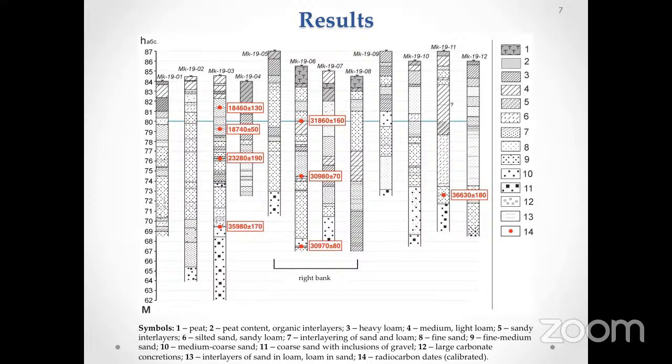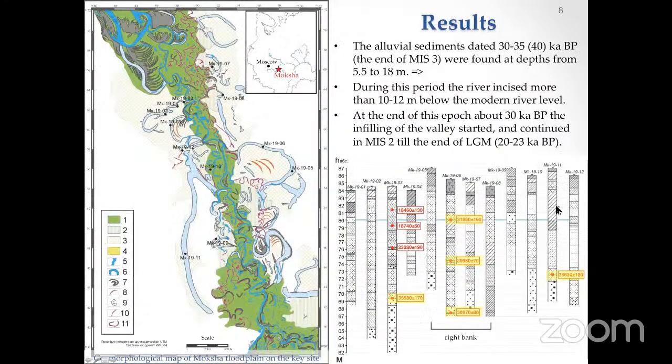Here you can see the lithology a little bit closer, and also we can see that the results of dating can be divided into 3 groups: about 35,000 years BP, about 23,000, and about 19,000 years BP. The alluvial sediments dated 30, 35, maybe until 40,000 years BP. It is the end of marine isotope stage 3.